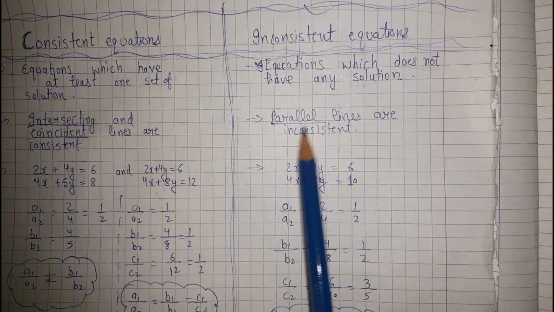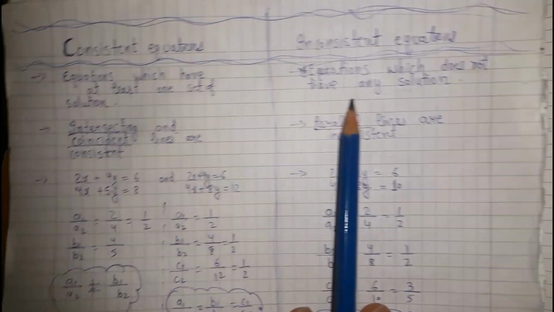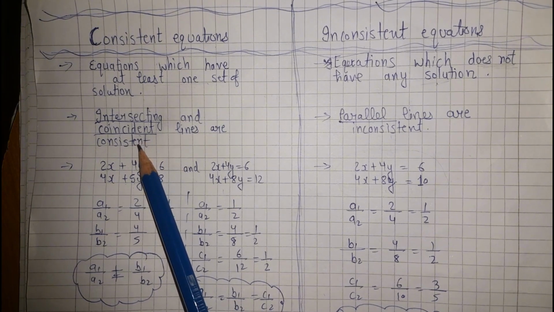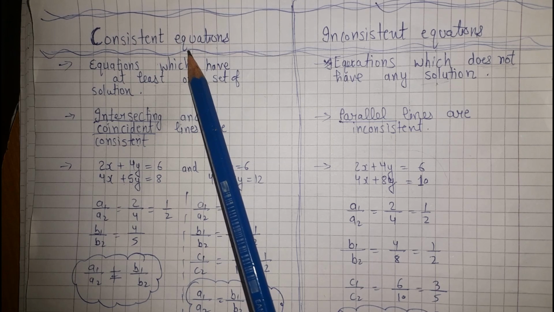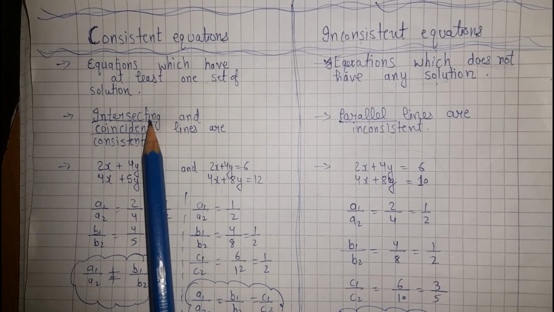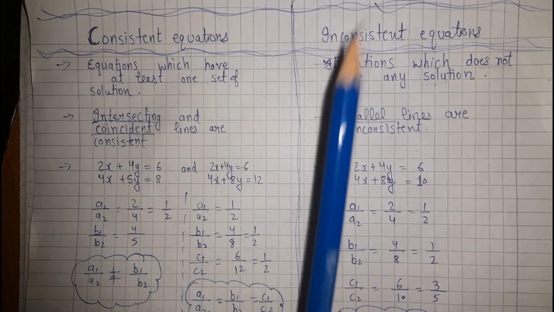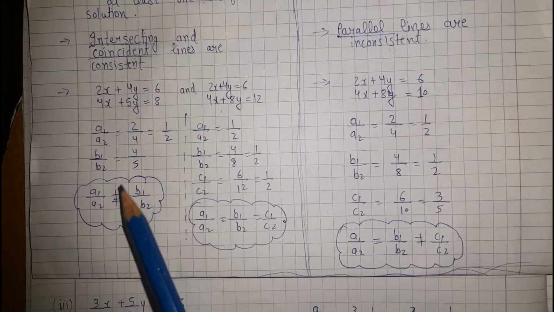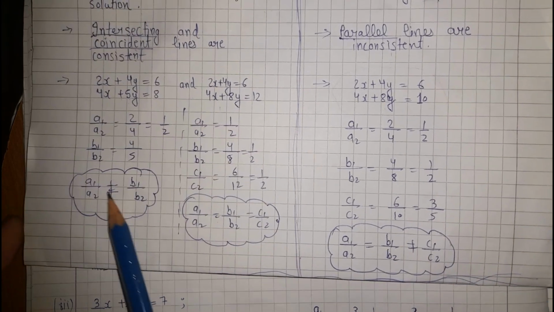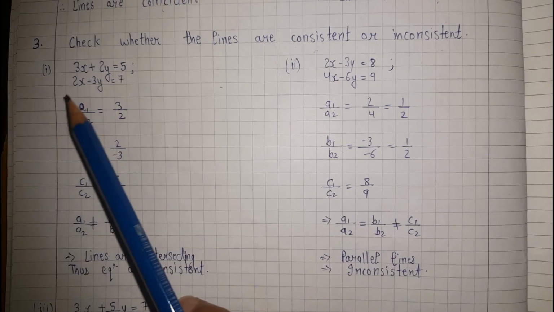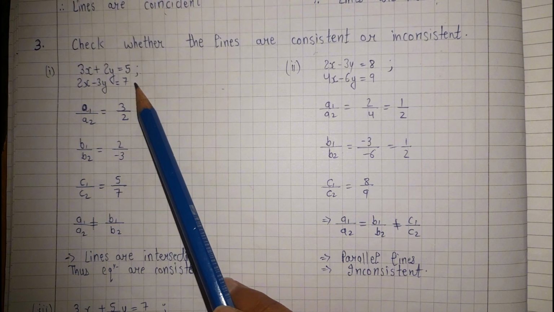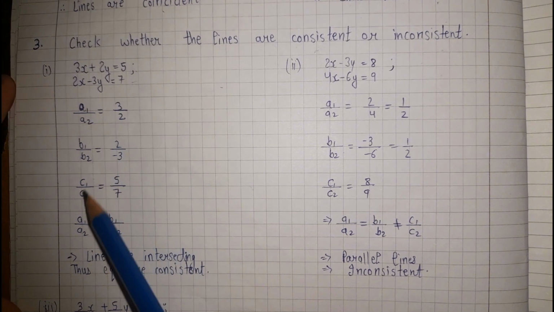The parallel lines are inconsistent and the intersecting and the coincident lines are consistent. If you are asked whether the equations are consistent or inconsistent, just find whether they are intersecting, coincident or parallel. The conditions for these are given. First part is 3x plus 2y is equal to 5, 2x minus 3y is equal to 7. Firstly, find the ratios of their coefficients.